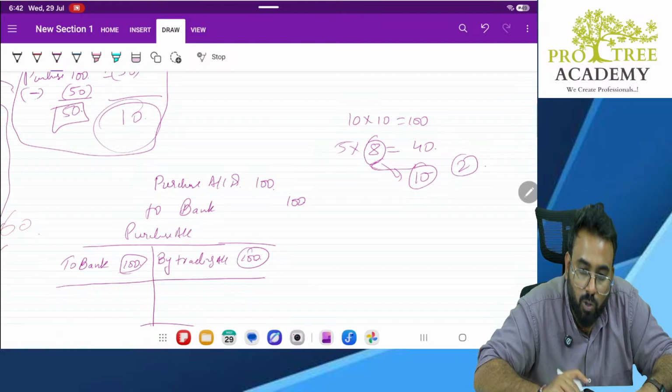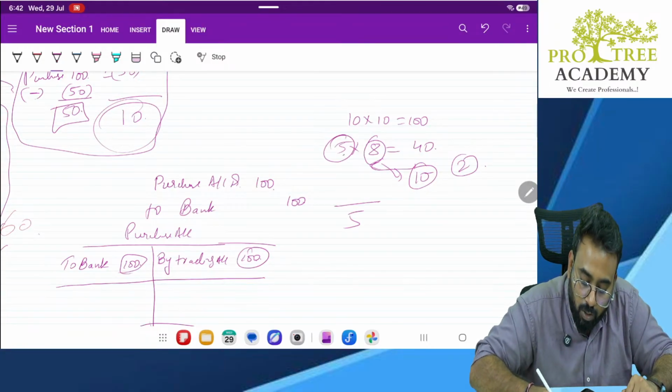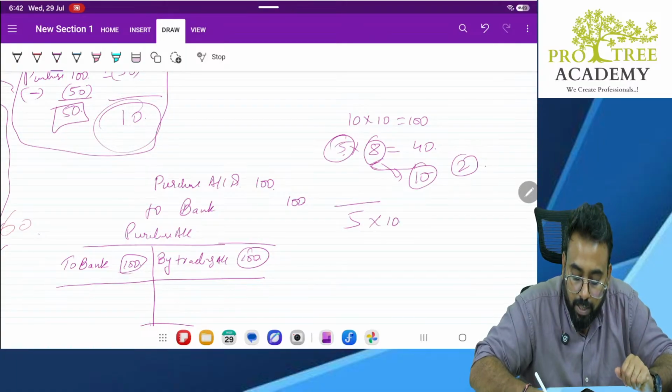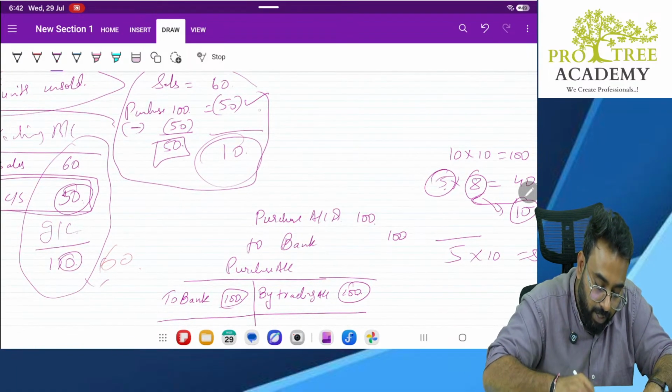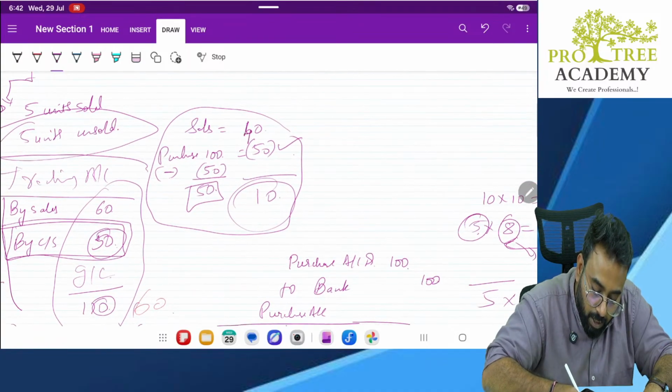Right? 2 rupees loss is there or not? How many units you sold? 5 units sold. How many units should remain in closing stock? 5 units. What is the cost? 10. So 50. So your closing stock will still come as 50, but your sales will come as 40.